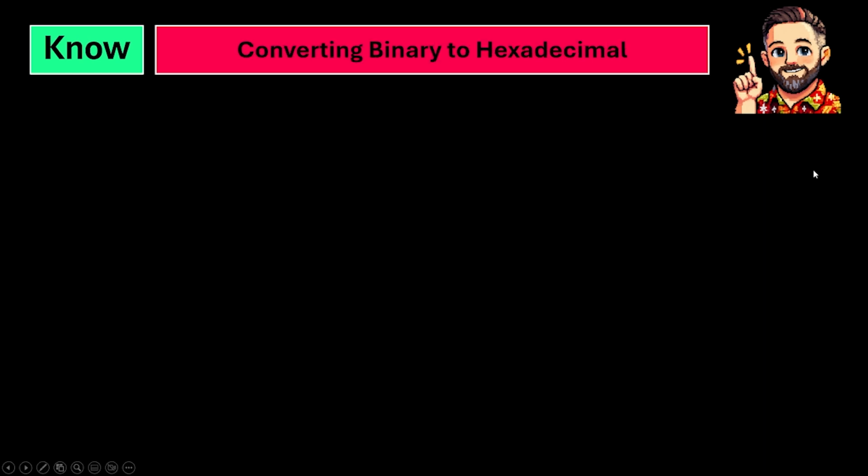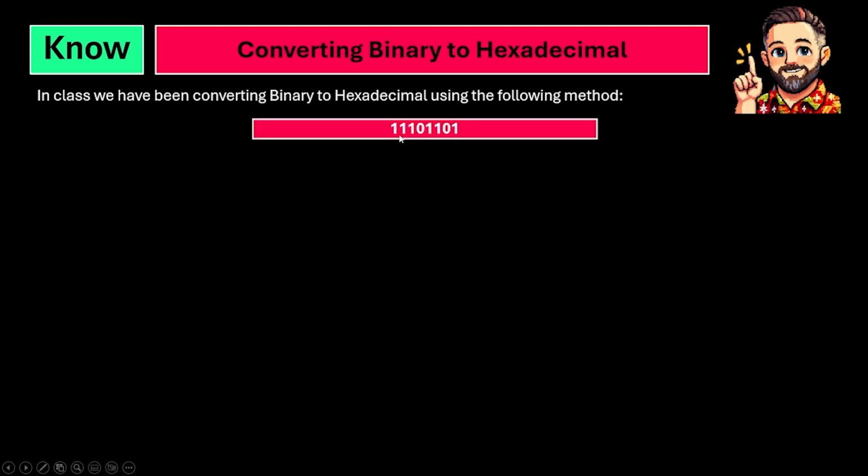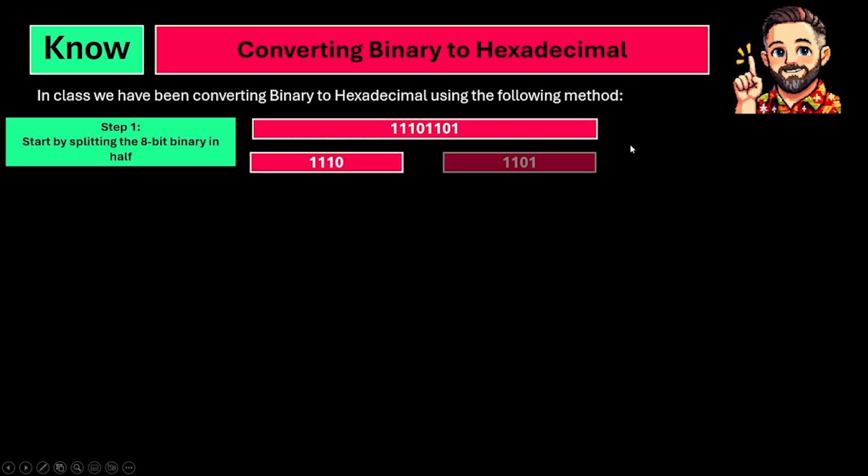Okay, so now we're going to look at converting binary to hexadecimal. We've done some of this in class, however we're going to re-practise it today. I'm going to run through it and practise it on the worksheet so that we're confident in working with this. We're going to start with the 8-bit binary value, the byte 11101101. The first thing we need to do is split that in half. So we've got 1110, and on the other side we've got 1101.